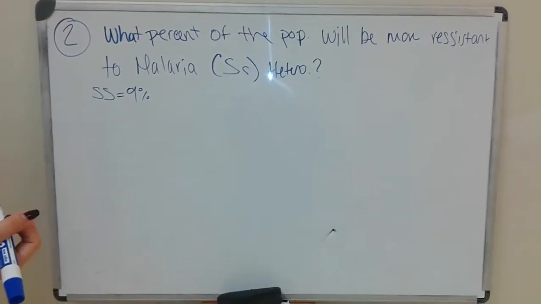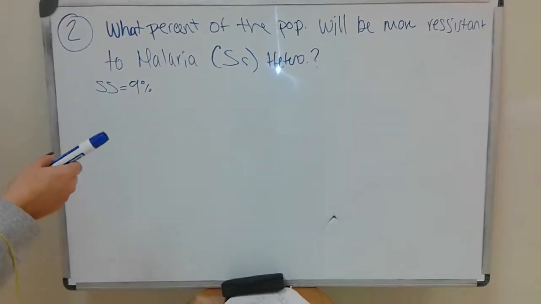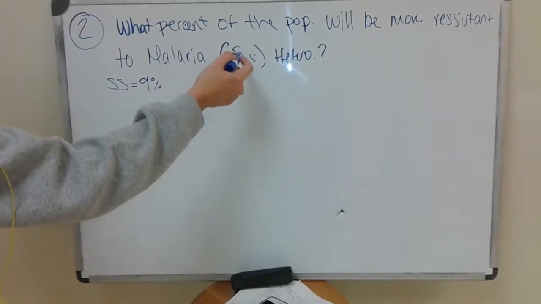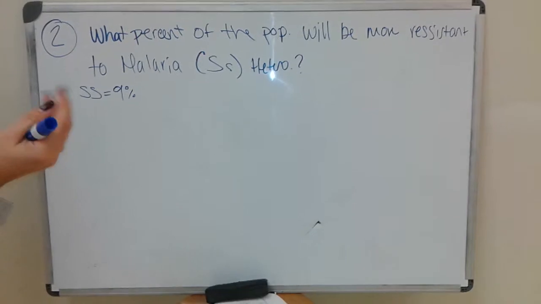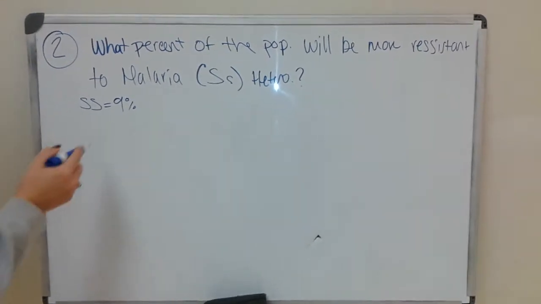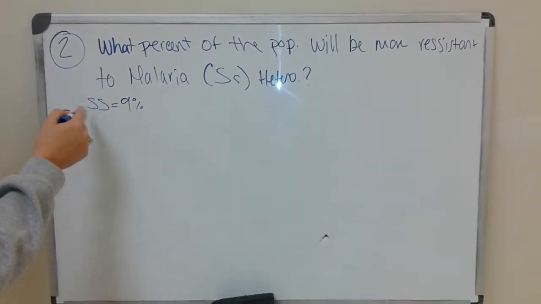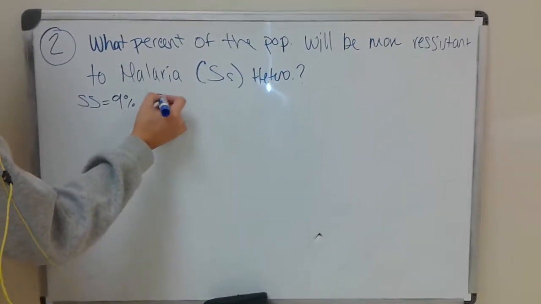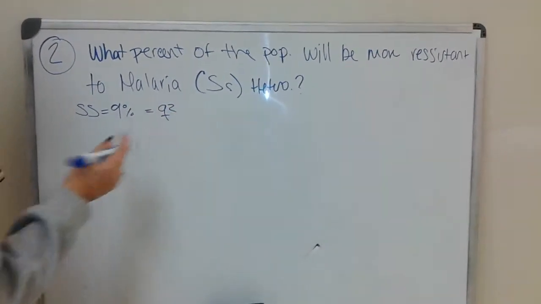And question 2 is basically just asking us what percent of the population will be more resistant to malaria, which would be heterozygous, big S, little s. And the question tells us that 9% of the population is homozygous recessive. So this basically tells us what q squared is.